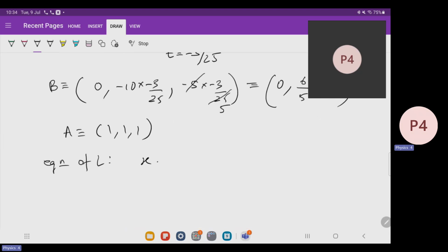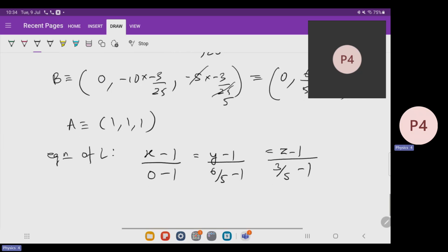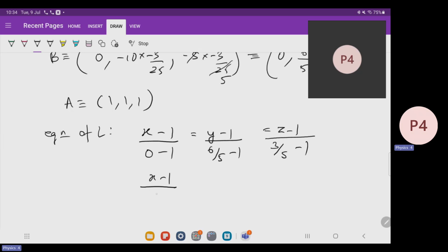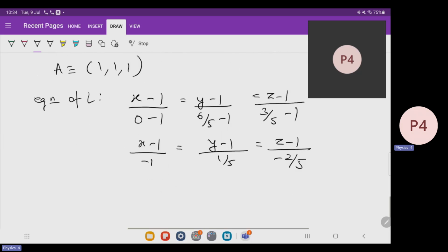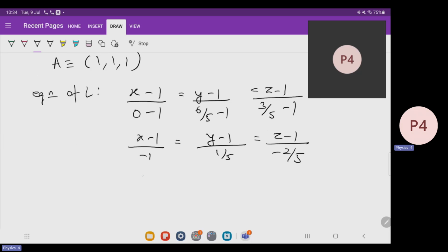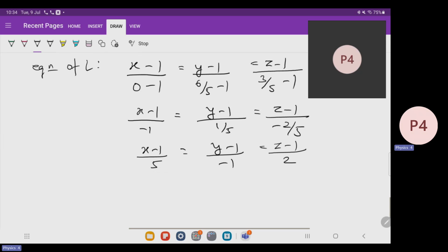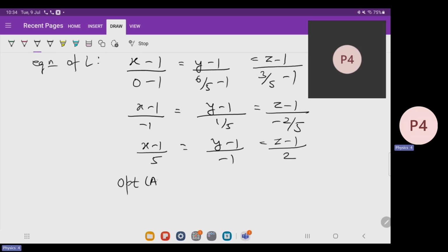Equation of L. So I will use the formula (x - x1)/(x2 - x1) = (y - y1)/(y2 - y1) = (z - z1)/(z2 - z1). So this will be (x - 1)/(-1), (y - 1)/(1/5), (z - 1)/(-2/5). So if you multiply the denominators by -5 for all this, you will get the equation. This is the equation of L. This is option A.